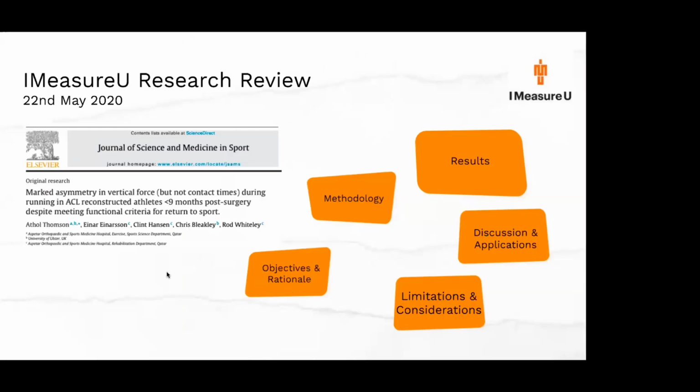Cool. So what I'll do then is I'll go through the paper in line with the headings I've got on my main screen here. So we'll look at the objectives and rationale first, the methodology within the research, the results, discussions and applications, and then limitations and future considerations. Okay. So I'll jump straight in.